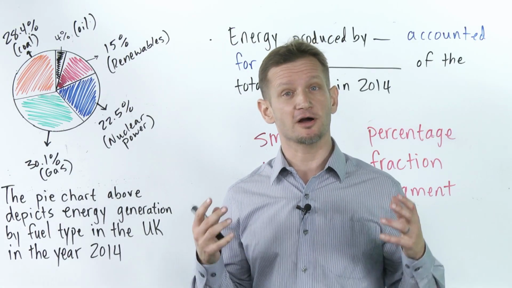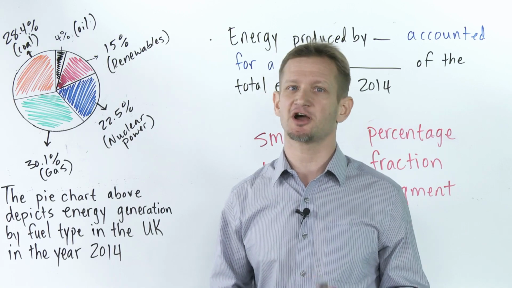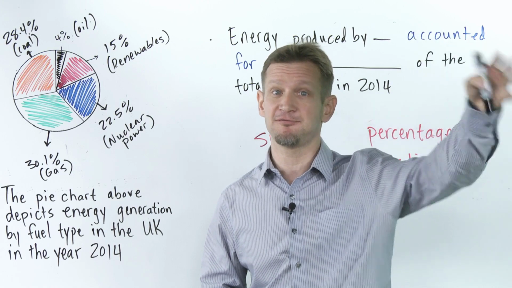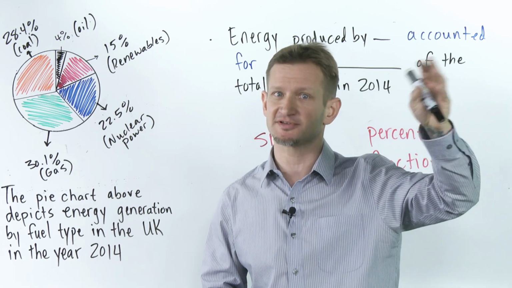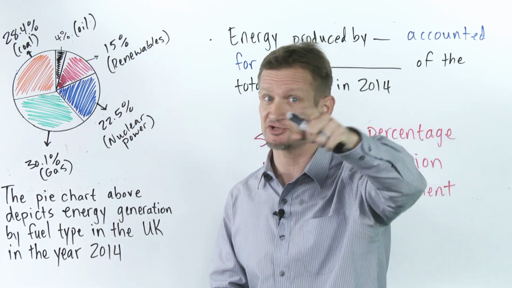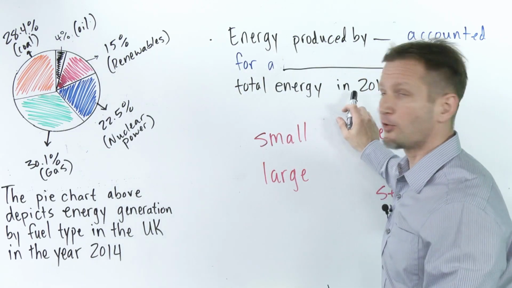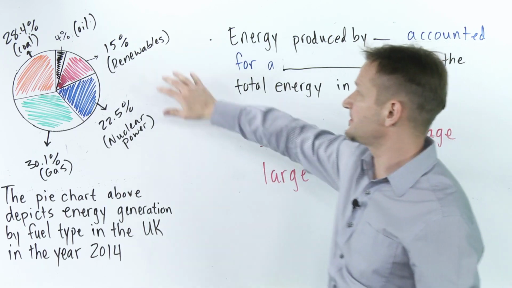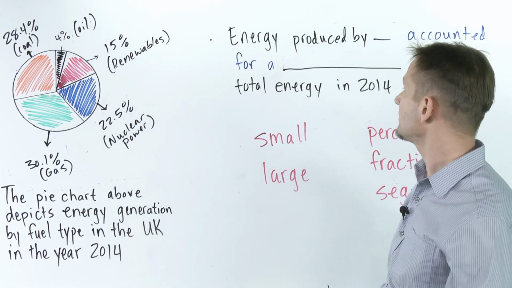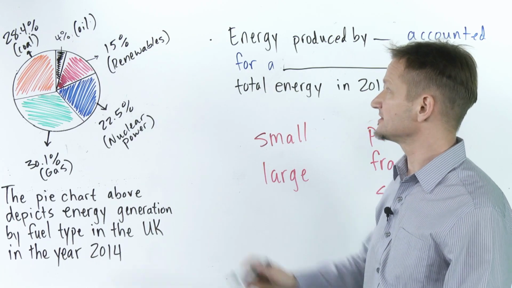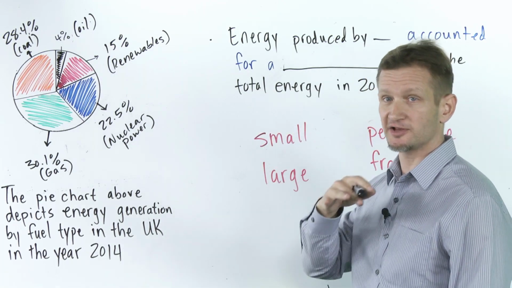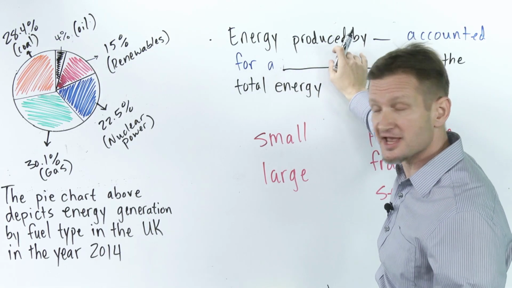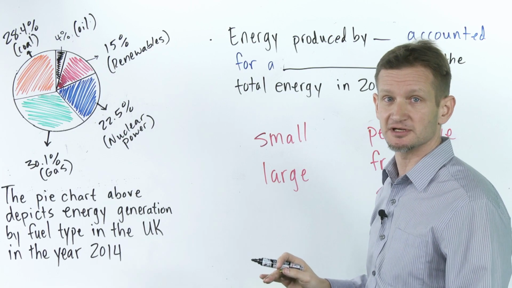Okay, so now I want to show you how to use percentage to talk about a piece of a whole. And it's important for you to know that we're not talking about exact numbers. We're not talking about 4%. We're talking about small percentage or large percentage. Let me show you what I mean. On the board here, I got a sentence with two blanks. And the first one, you add the piece of the whole. So you can put renewables in here. You can put nuclear power. So let's take oil, for example. As we already talked about, you could say energy produced by oil accounted for 4% of the total energy in 2014.